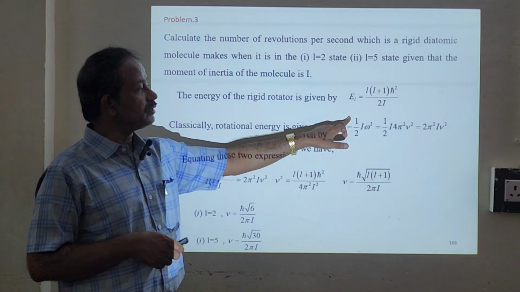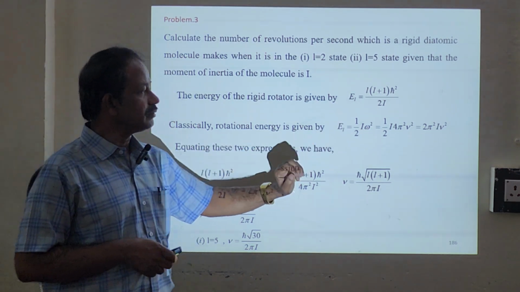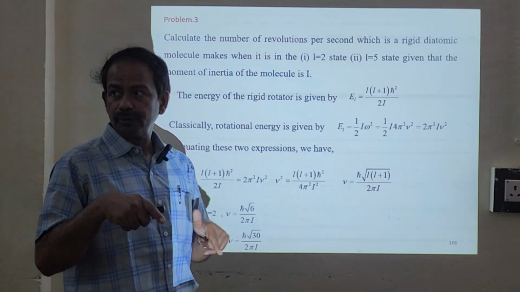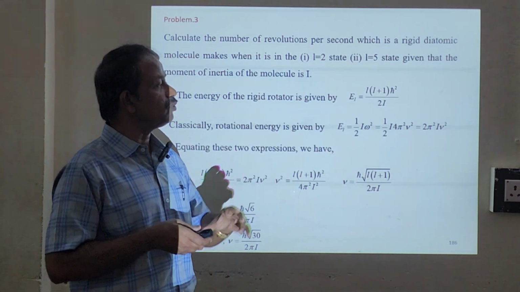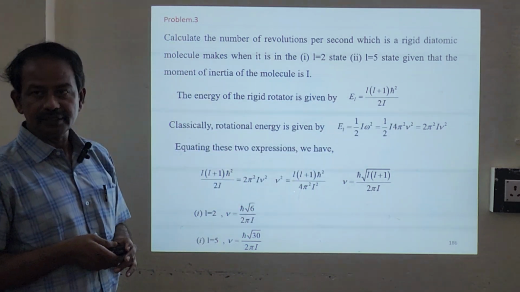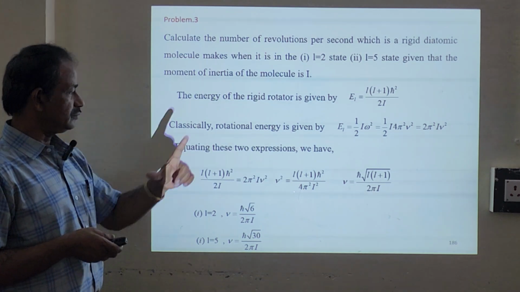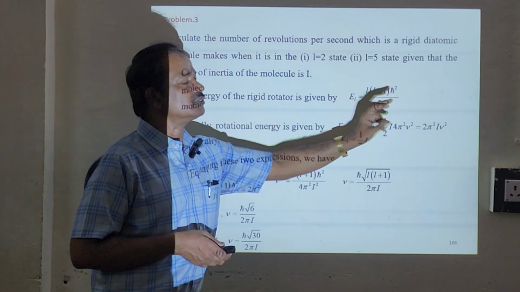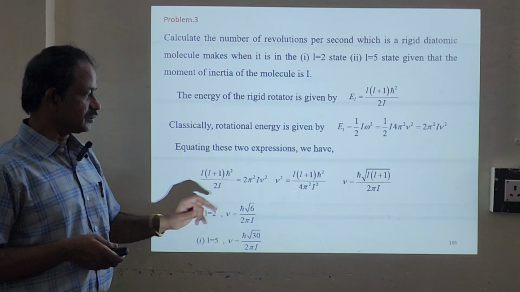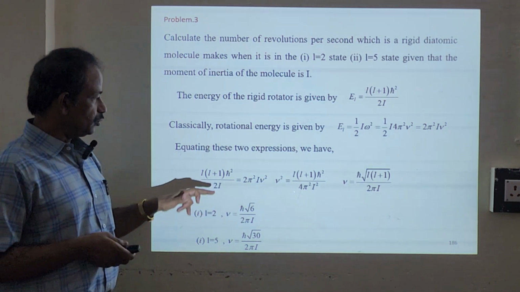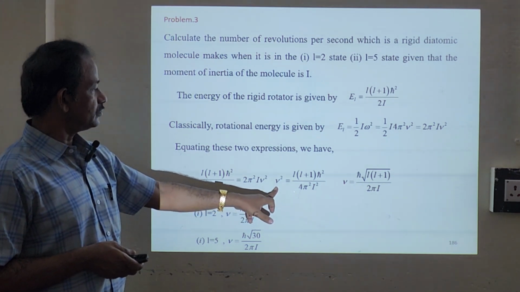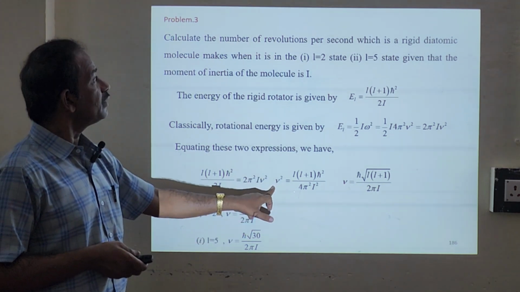So you have E_L equals half I omega square, and omega equal to 2 pi nu. So you just substitute for omega, omega square will be 4 pi square nu square. You simplify it, that will give you 2 pi square I nu square. That will be your classical. You compare these two. So one is classical, another one is quantum. So you can get the value for nu square.